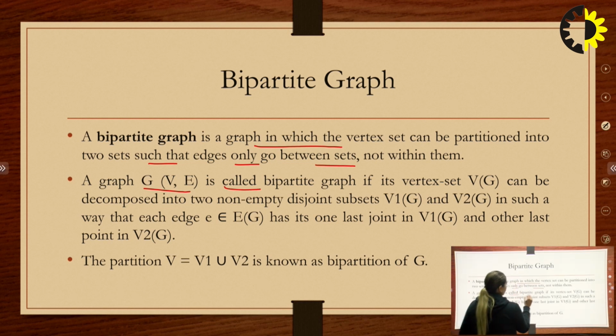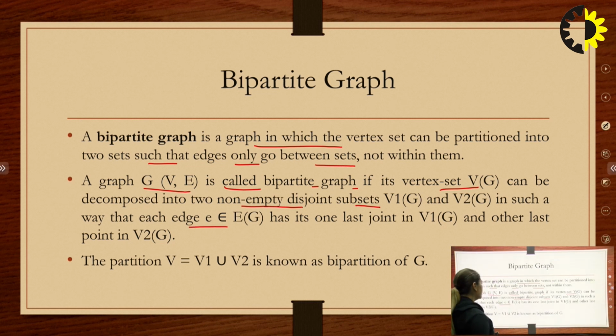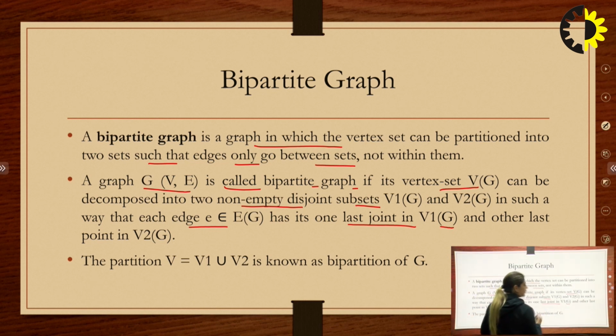is called a bipartite graph if its vertex set V(G) can be decomposed into two non-empty disjoint subsets V1 and V2 in such a way that each edge e belonging to the edge set has one end point in V1 and the other end point in V2. The partition V = V1 ∪ V2 is known as a bipartition of G.